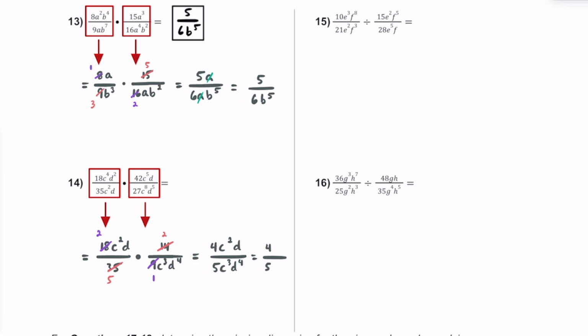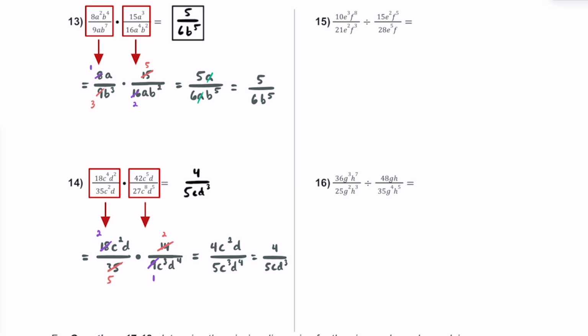And then the c's, looks like the bottom has 1 more c than the top, and the bottom has 3 more d's than the numerator. So I think we're going to be looking at 4 over this 5cd to the 3rd power. So I think that's going to be our answer. It's going to be 4 on top, and it's going to be 5 multiplied by c multiplied by d to the 3rd power.